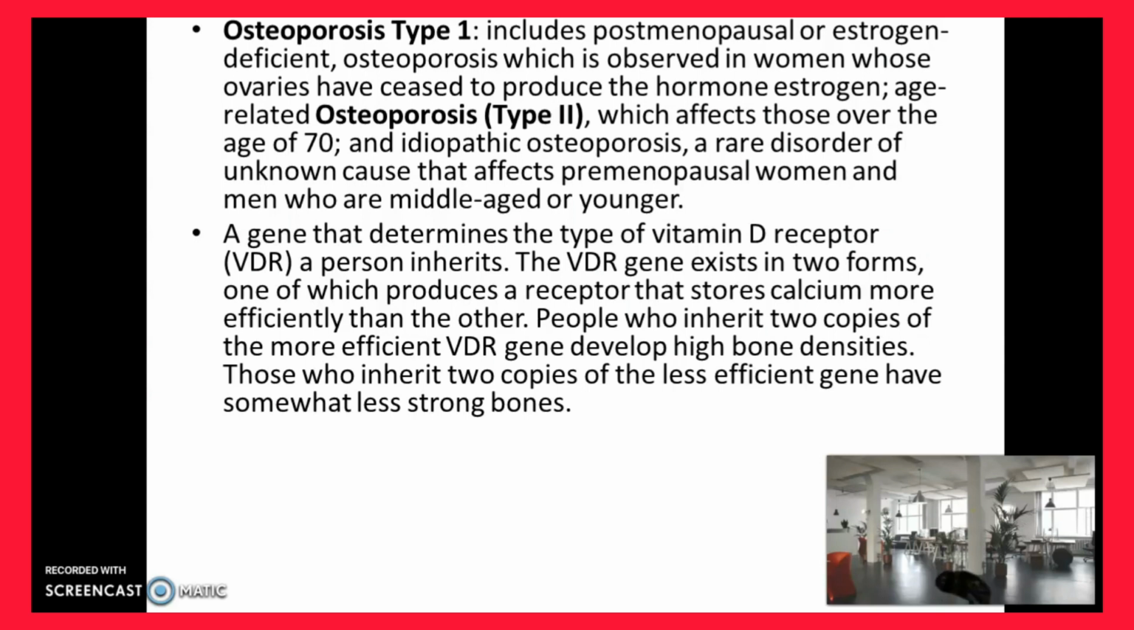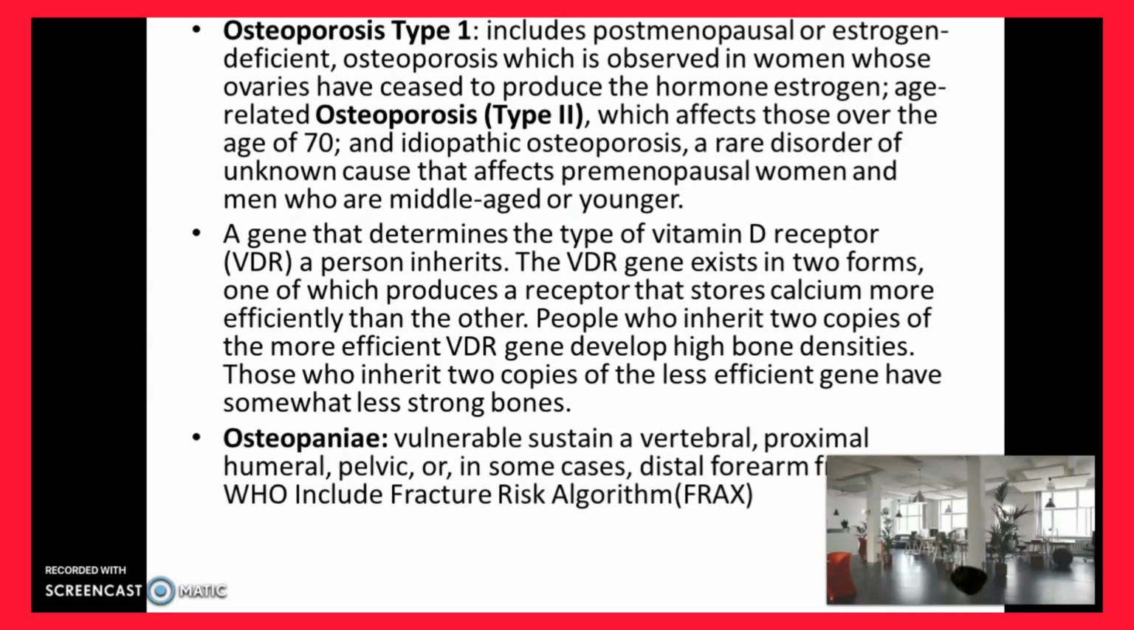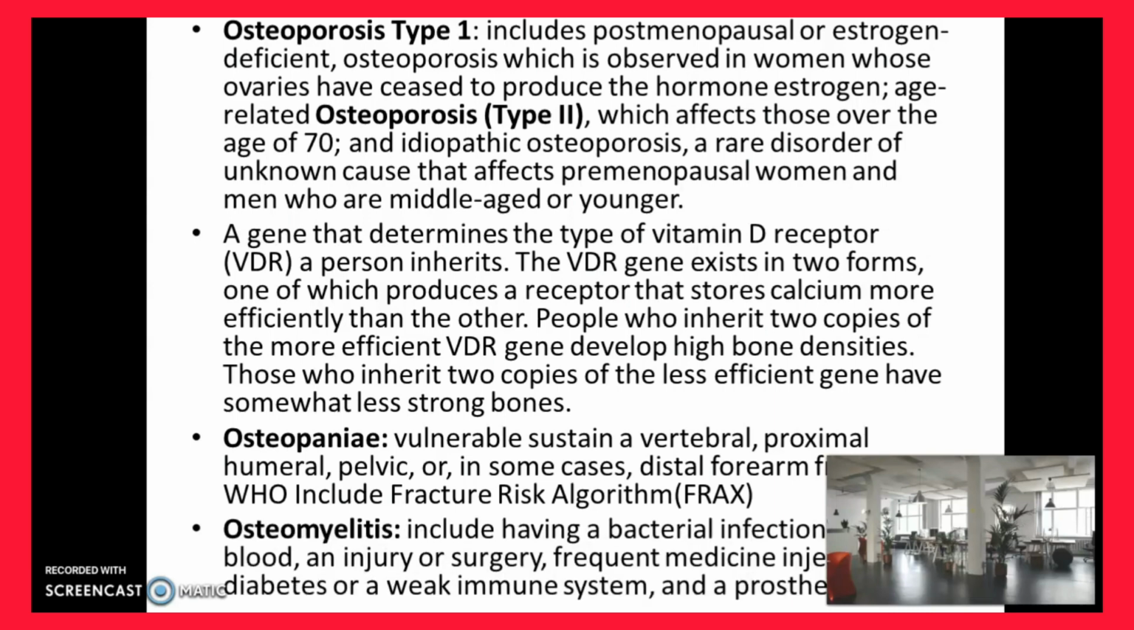Those who inherit two copies of the less efficient gene have somewhat less strong bones. So you can understand where osteopenia and osteoporosis come about. Osteopenia is a vulnerability to sustaining a vertebral, proximal humeral, pelvic, or in some cases distal femur fracture. WHO classified it using the fracture risk algorithm, FRAX.